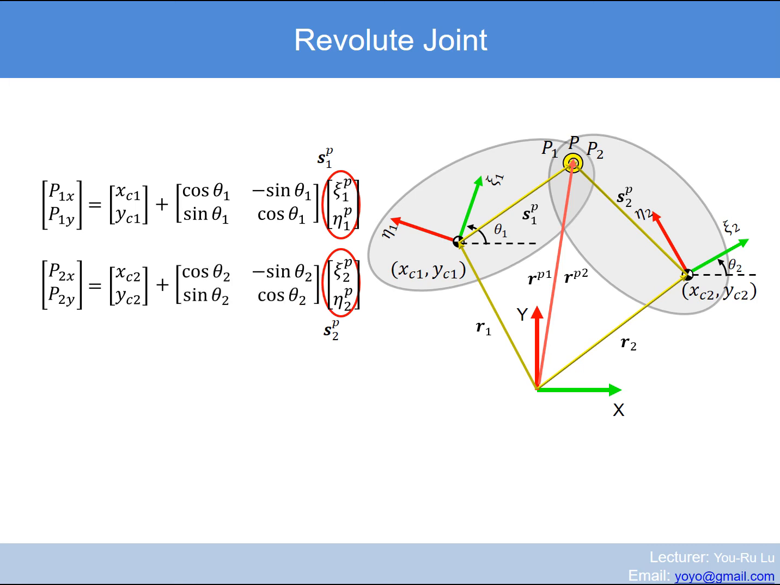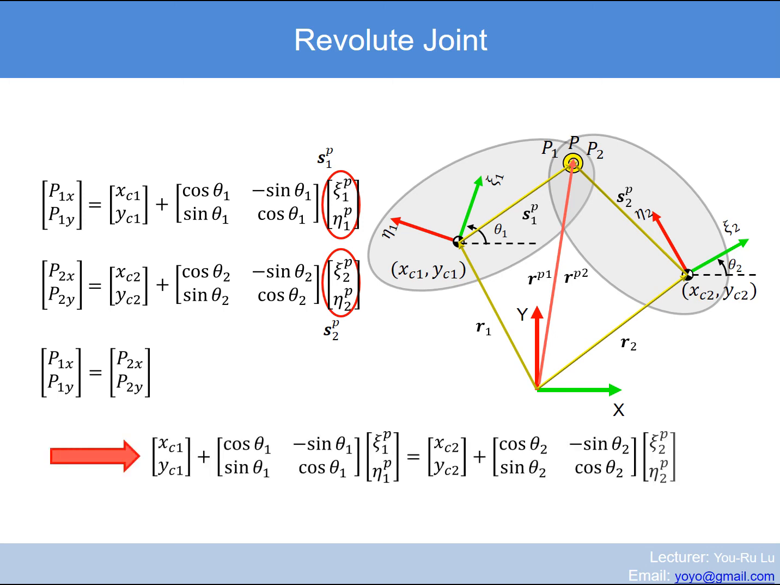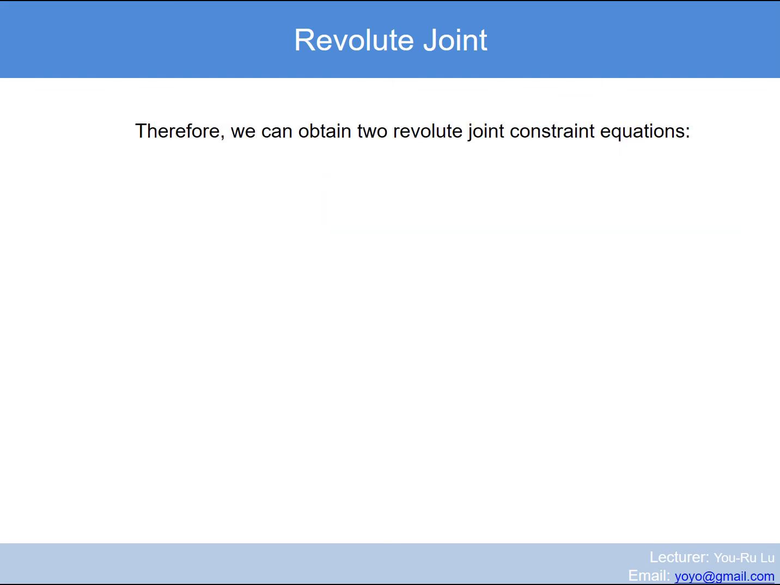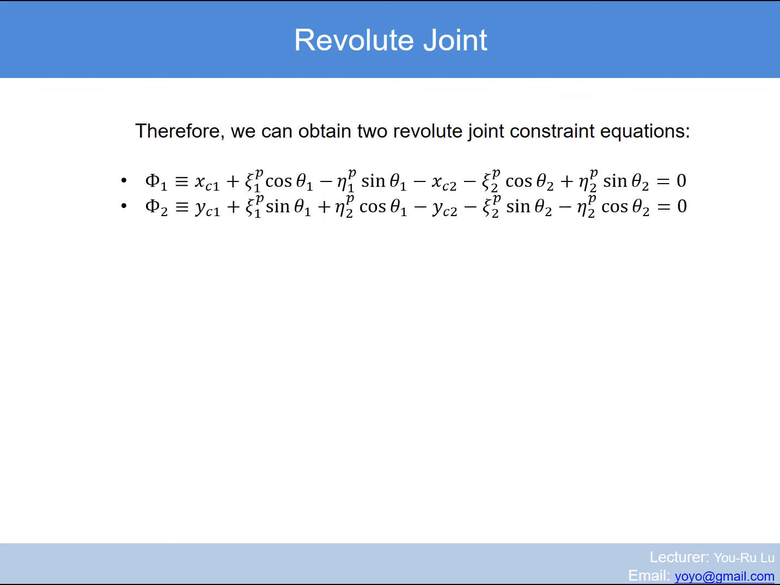Since P1 and P2 share the same location, we know that P1 equals P2. So we can get this equation. And if we move everything to the left-hand side, we can get the equation like this. And if we expand the result, we will get 2 equations. These 2 equations are the revolute joint constraint equations we want.